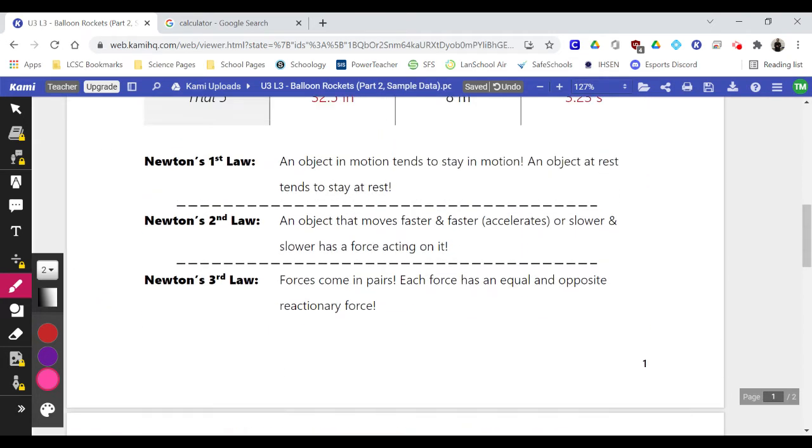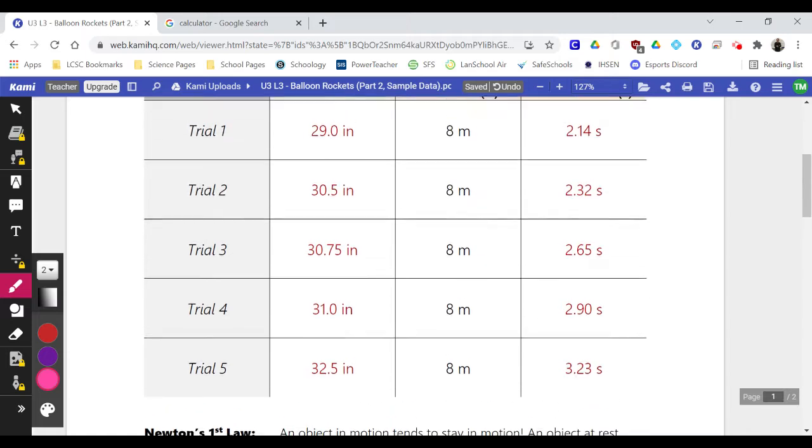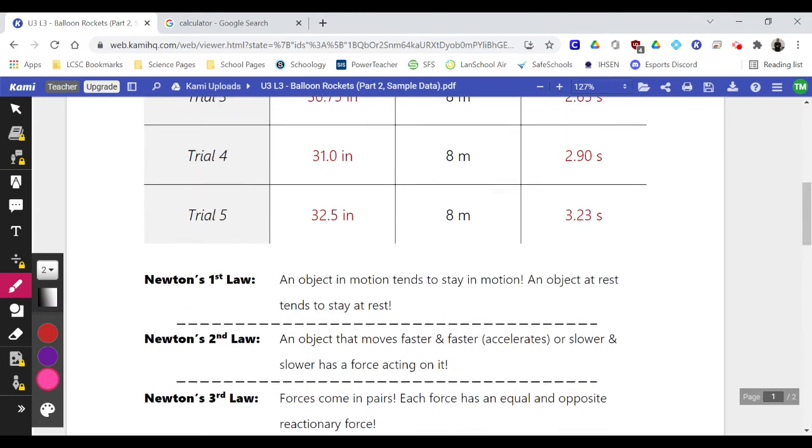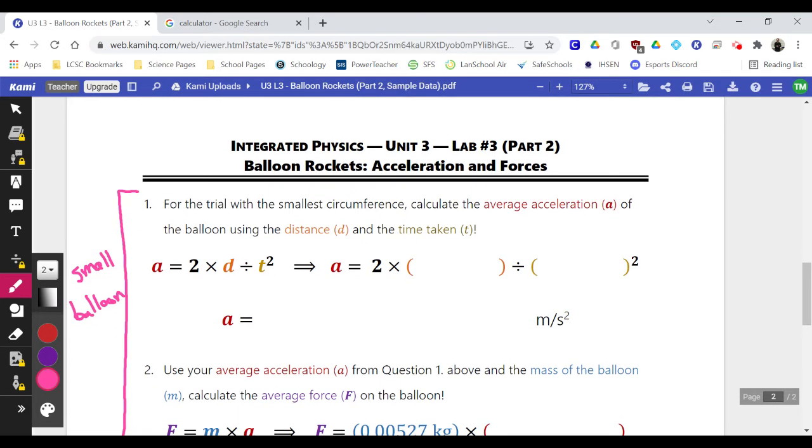So if we go up here, the smallest balloon I had was this 29-inch circumference balloon. Yours might be the first balloon, it might be the last one, it might be somewhere in the middle. It doesn't really matter as long as you pick your smallest balloon. Okay, so the distance was 8 meters traveled, and it took 2.14 seconds to get there. So let's scroll this back down.